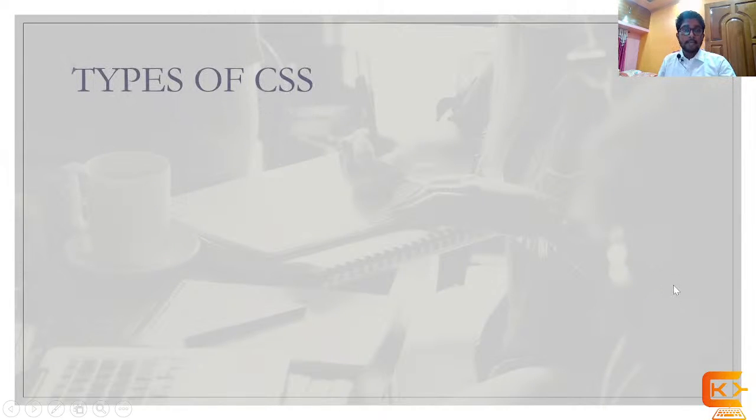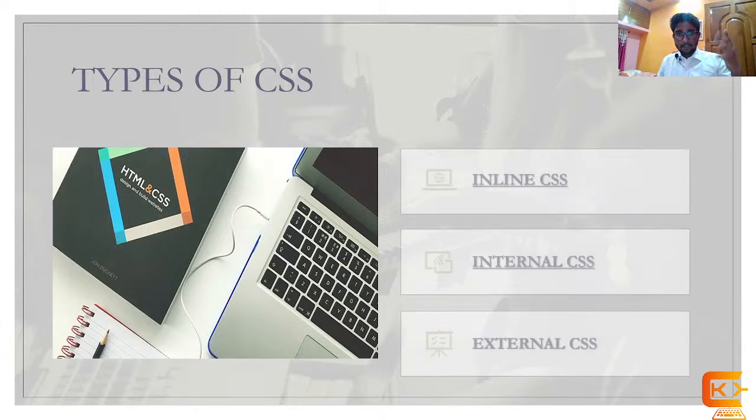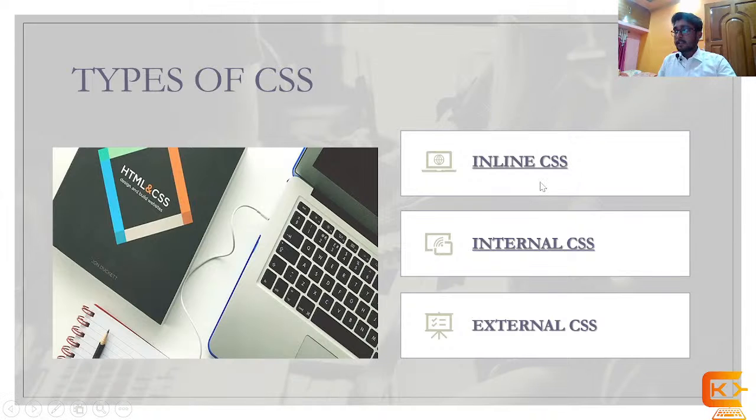So what are the types of CSS? There are three types of CSS. The first one is inline CSS, the second one is internal CSS, and the third one is external CSS. These are the three different types of CSS that you use while working on a web page. Today we're going to see inline CSS and internal CSS. So let me tell you what inline CSS is.